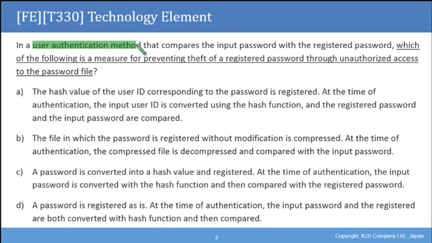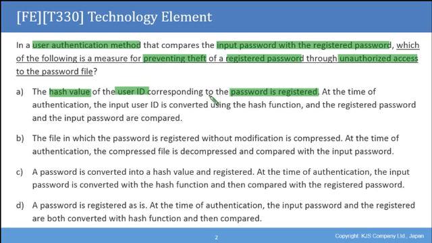In a user authentication method that compares the input password with the registered password, which of the following is a measure for preventing the theft of a registered password through unauthorized access to the password file? A. The hash value of the user ID corresponding to the password is registered. At the time of authentication, the input user ID is converted using the hash function, and the registered password and the input password are compared.